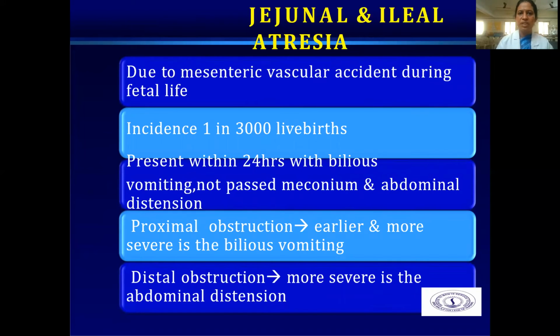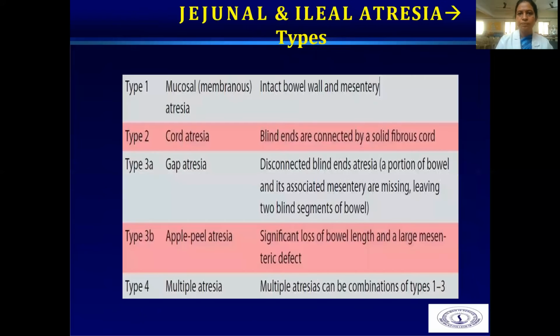So in jejunal and ileal atresia, a mesenteric vascular accident during fetal life can occur. This is 1 in 3,000 live births. So it will appear very soon. Within 24 hours, the child will have bilious vomiting, not passing meconium, and abdominal distension. So the severity will be more. Whereas in distal obstruction, more severe is the abdominal distension. Abdominal distension will be more.